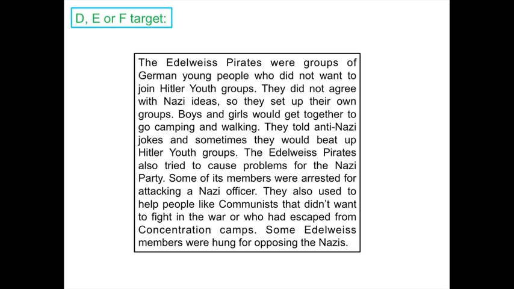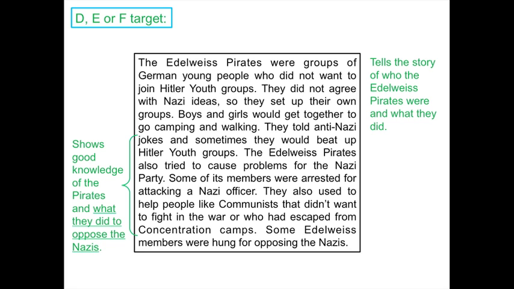The examiner's comments on this answer. This person has told the story of the Edelweiss Pirates and what they did. They show good knowledge of the pirates and what they did to oppose the Nazis, which is answering the question they've been asked. So this answer would have received 5 out of 9 marks. This is what you're aiming for with a target grade of a D, E or F.